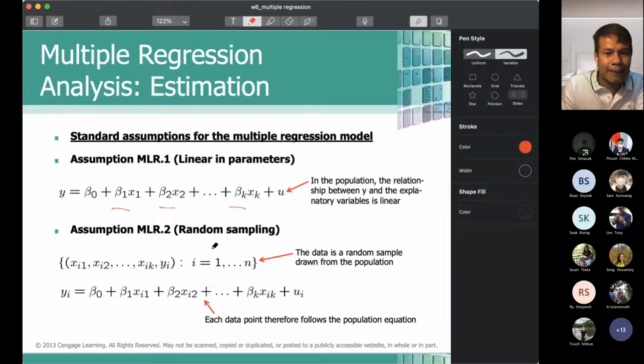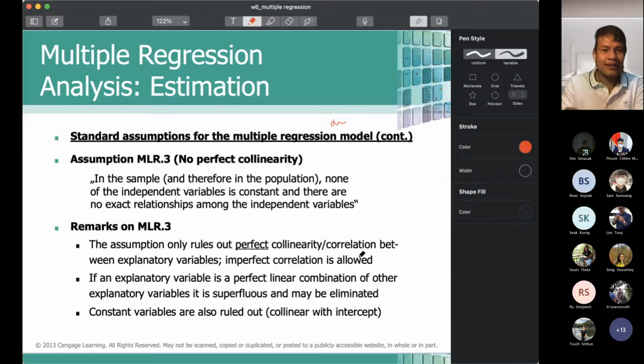Assumption number 2, random sampling. You already know X and Y are collected from a random sample. The data is a random sample drawn from the population. So these 2 assumptions are the same as in simple linear regression. But now we have assumption number 3, which is different from simple linear regression.